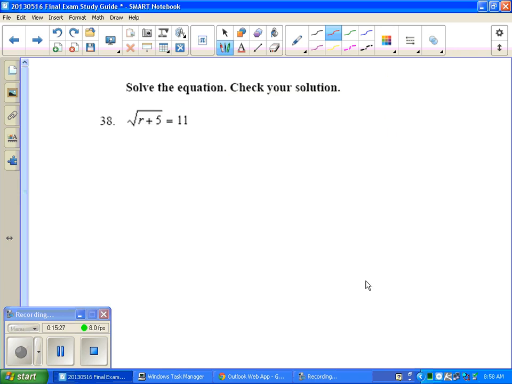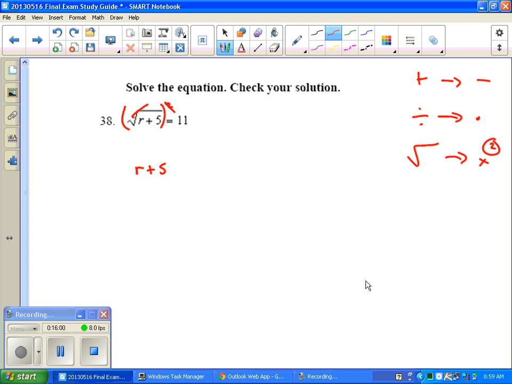Number 38 says solve the equation, then check your solution. The square root of r plus 5 equals 11. Very simple equation. Just like addition cancels out subtraction, just like division cancels out multiplication, square roots are canceled out by squaring something. So in order to cancel out the square root of r plus 5, you square this entire thing. That will cancel this out and just leave you with r plus 5.